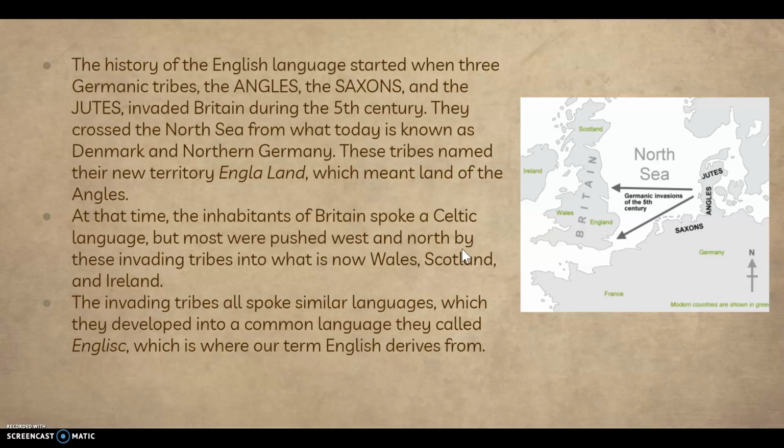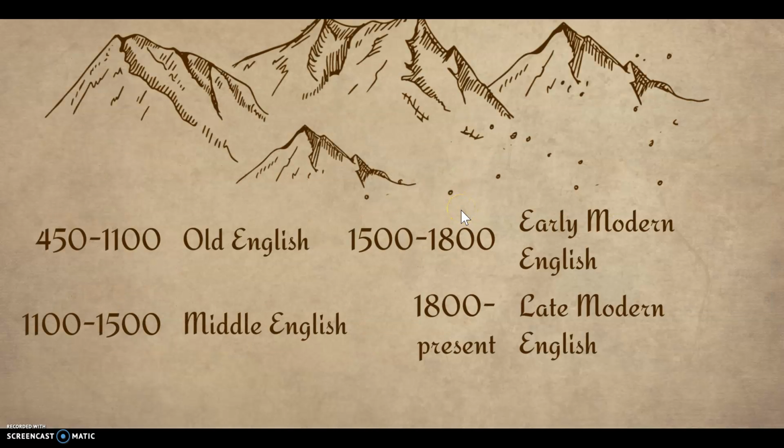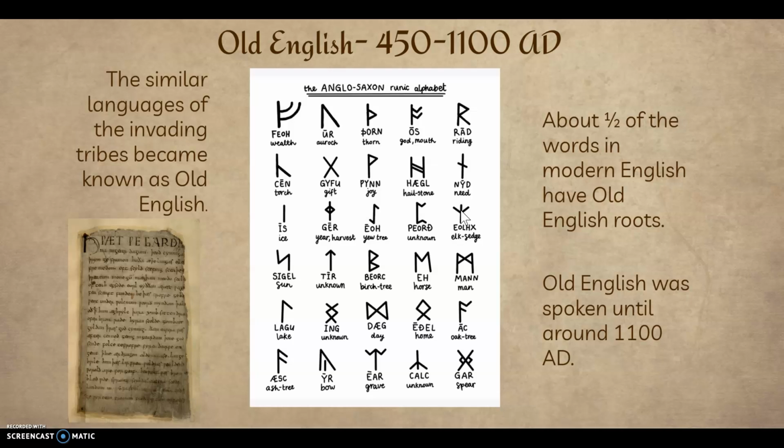These invading tribes all spoke very similar languages, which kind of morphed into a common language that they called English, which is where our term English derives from. So that English became known as Old English. And there in the center of the screen, you can see the first Anglo-Saxon alphabet.